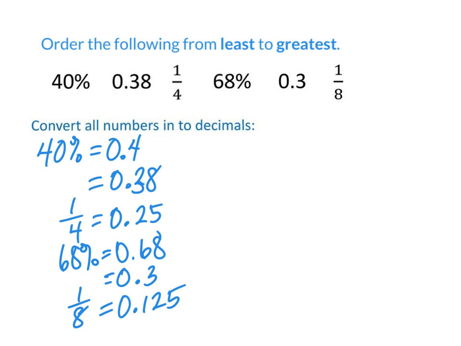Sometimes I like to number mine least to greatest so that when I rewrite them, I can rewrite them in their original format. So I can see this would be the least. Next one would be this one. Then we have this, 4, 5, and the greatest is that 68%. So when I rewrite them, here they are back in their original format.